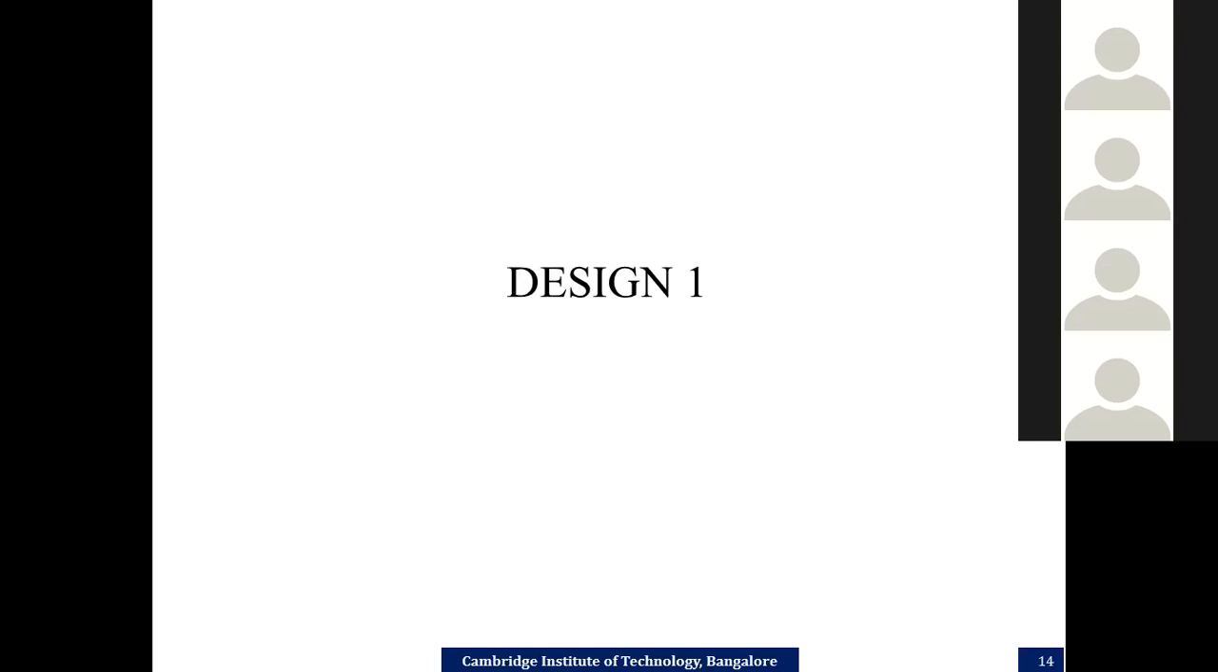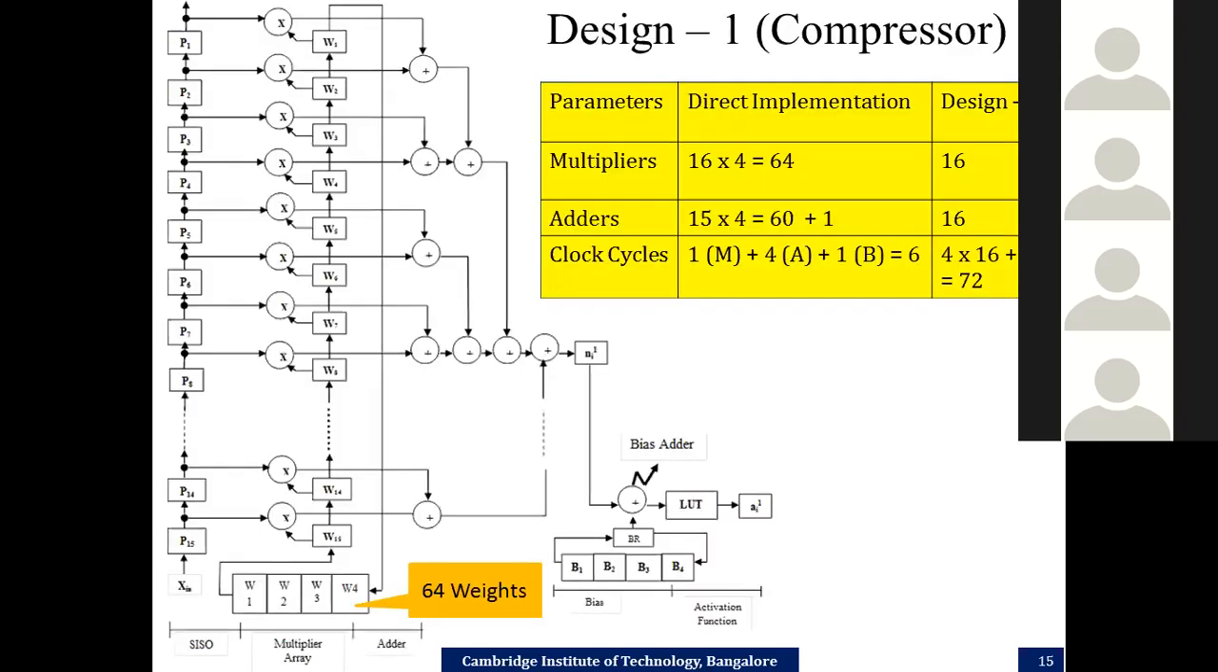Design number one. For the compressor design, instead of having 4 neurons, we are trying to implement it using only 1 neuron. How is that possible? By seeing this picture, can somebody tell how this is achieved? Design of 4 neurons is implemented using only 1 neuron.